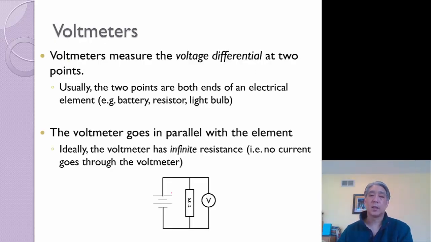And then last but not least, we're going to talk about voltmeters and ammeters. Voltmeters measure voltage, and they basically measure voltage difference between 2 points. Usually those 2 points are both ends of an electrical element, a battery or a resistor or maybe a light bulb. And so it goes in parallel with the element because it needs to know what's the voltage on one side and what's the voltage on the other side. Ideally, the voltmeter will have infinite resistance and therefore no current will go through that voltmeter.